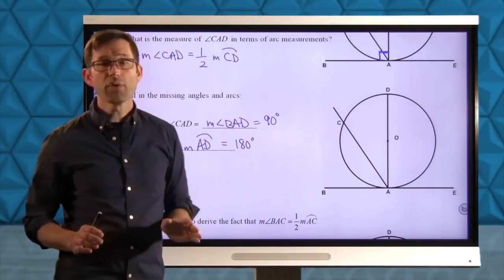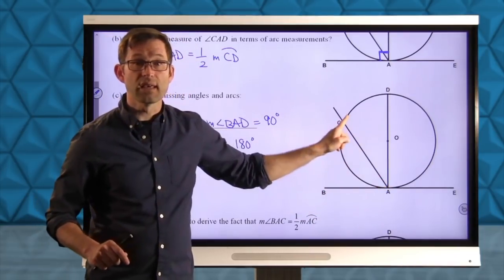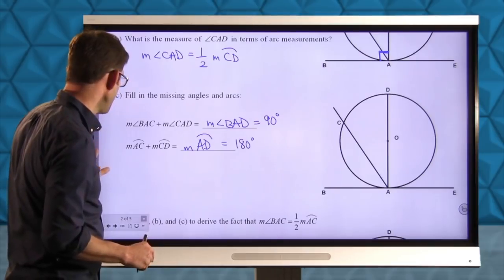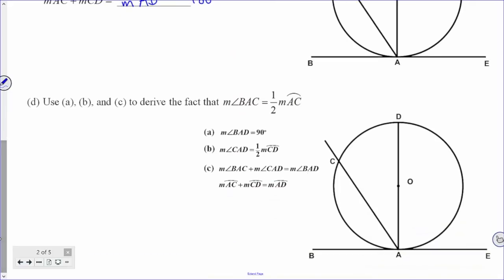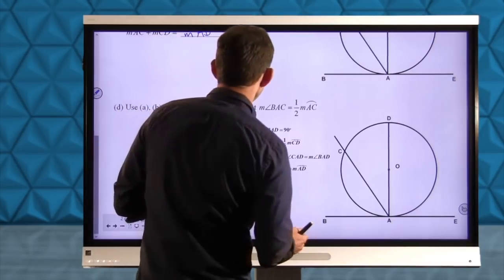And now we have everything we need to prove that the measure of angle BAC is 1/2 the measure of arc AC. And let's take a look at that. Letter D. Use A, B, and C to derive the fact that the measure of angle BAC is 1/2 the measure of arc AC. So let's do this together.